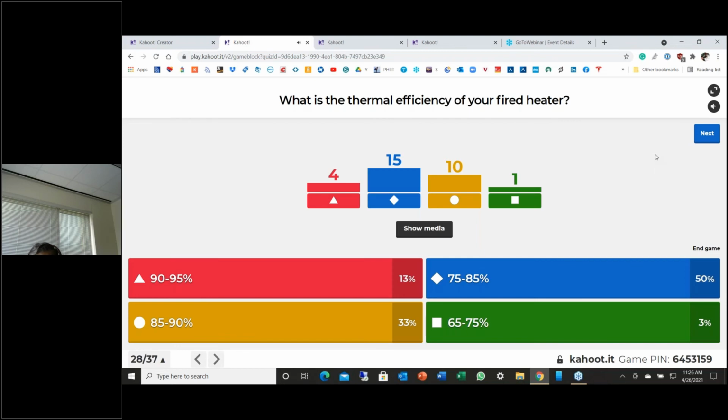Well, most of the fired heaters have efficiency between 75 to 85%, and some have even 85 to 90%, and there are maybe cracking furnaces which are in the 90 to 95% range. So pretty good number.